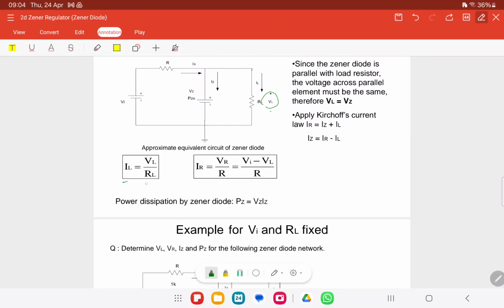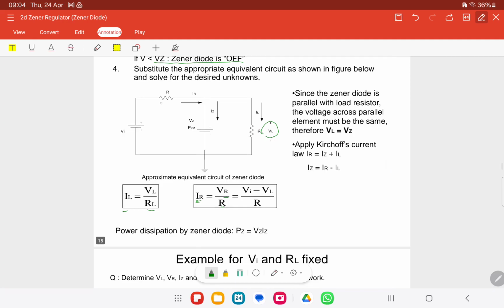So IL is equal to VL over RL. Normal biasa. IR is VR over R. But what is the value of VR? Here is VI, here is VL, because the same node. So the value of VR is VI minus VL.